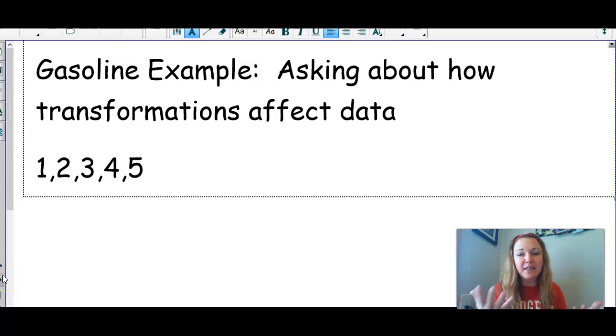Let's rewind, actually. Let's talk about multiplication. If I take 1, 2, 3, 4, and 5, and I multiply everything by 2, then everything changes. Multiplying 1 by 2 is 2, 2 by 2 is 4, 3 times 2 is 6. So the space between them changes too. That spread changes as well. So the standard deviation would be multiplied by 2. The IQR would be multiplied by 2. The range would be multiplied by 2 as well.